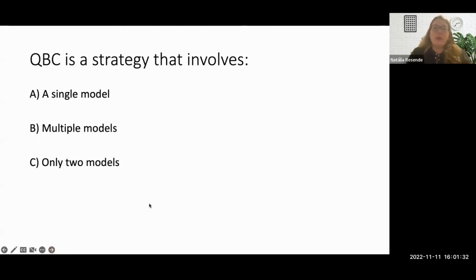Query by committee is a strategy that involves a single model, multiple models, or only two models. This is very easy. Multiple models, yes. But don't forget that we can use a single model, right? We can do several runs of the same model, and then calculate the agreement between the predictions of these several runs. We can also use only two models and calculate the agreement between only two models, right?